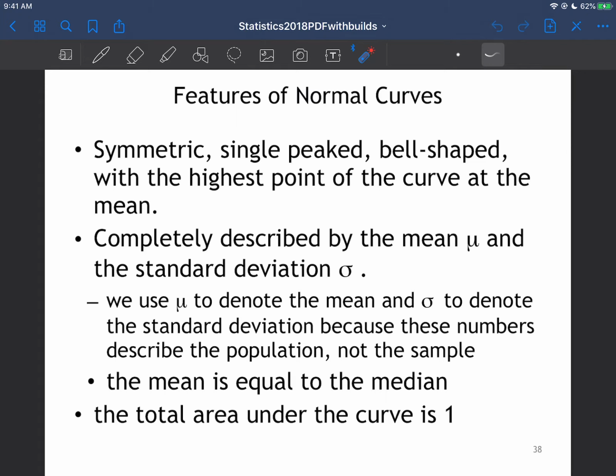We're going to use mu to describe the mean and sigma to describe the standard deviation because these numbers describe the population, not just the sample. In our normal curve, the mean is equal to the median, so the mean is right in the center of our data, and the total area under the curve is 1.